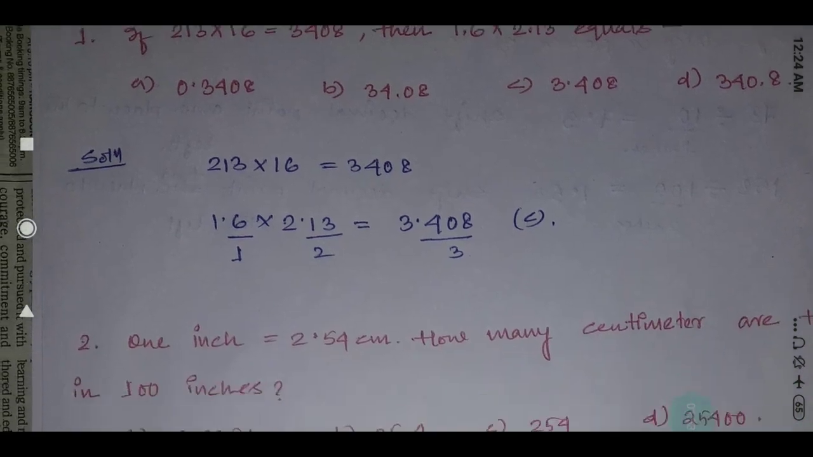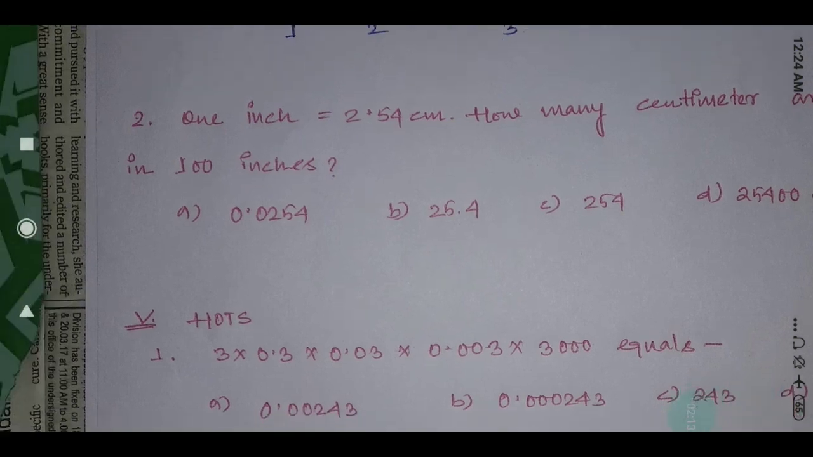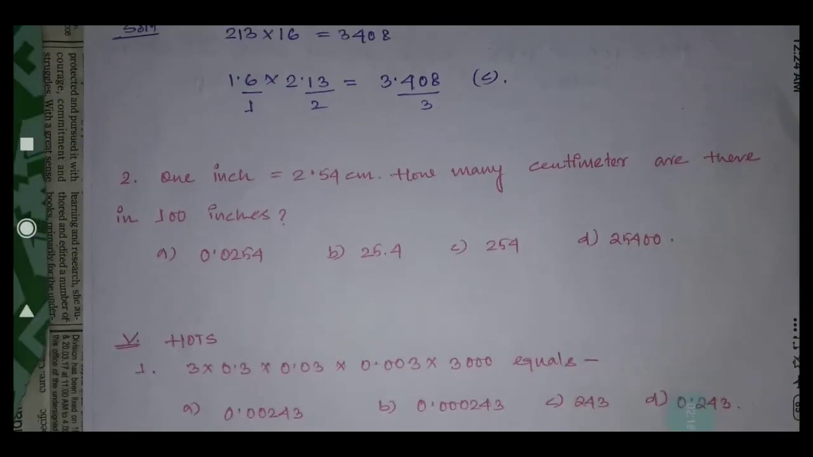The answer is option C. Now, according to that, question number 2: 1 inch is given as this much centimeter. How many centimeters are there in 100 inches? In 1 inch, this much centimeter is given, so in 100 inches, how much centimeter will there be? You have to do this by yourself. After doing the calculation, you have to check the options. Okay.